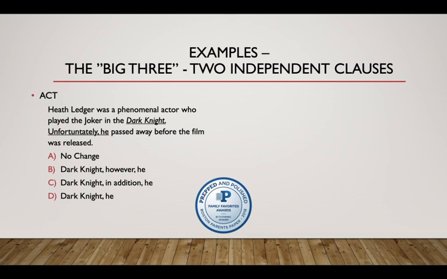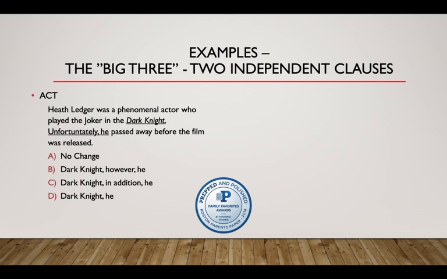Well, let's look at the next part. Unfortunately, comma, he passed away before the film was released. Now, unfortunately is our introductory clause here, but I do have a subject. He. I know sometimes people feel like, but Aaron, how are we supposed to know what he is referring to? And it's actually quite easy. You don't need to, because in this context, he is a subject pronoun, which works because we have the word passed, which is our verb. Now that I know we have two independent clauses, let's look at my answer choices.